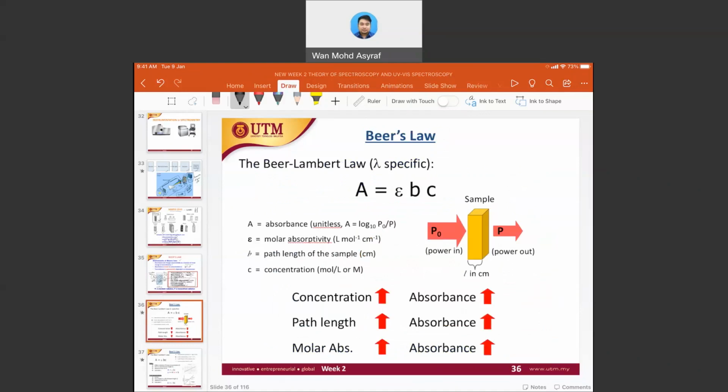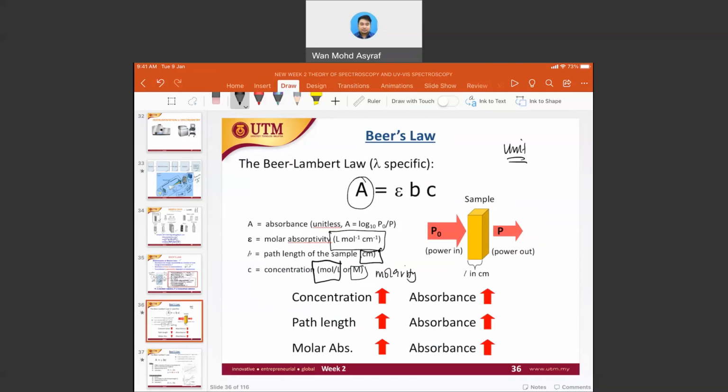So this is the further explanation of Beer's law, the Beer-Lambert law. A equals molar absorptivity times path length times concentration. And you also need to know the units, as unit is very important. Absorbance is unitless. Molar absorptivity must be in liter per mole per centimeter units. B, path length, needs to be in centimeters, and concentration needs to be in molarity, which is mole per liter, or M, a big M. You need to be able to differentiate between molarity and molality. In this case, it is molarity.